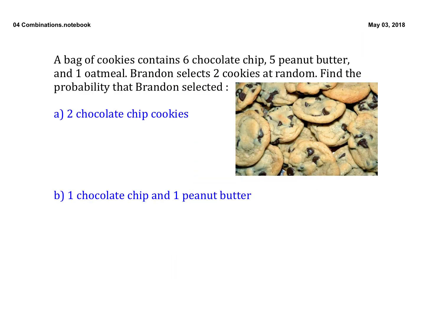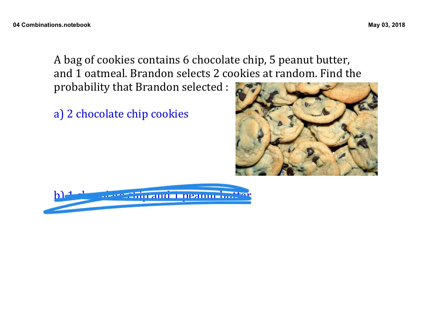Okay. The next one. A bag of cookies contains 6 chocolate chip, 5 peanut butter, and 1 oatmeal. Brandon selects 2 cookies at random. Find the probability. Remember that CC over C thing? Probability that Brandon selected 2 chocolate chip cookies. Don't even do this part yet. Just focus on that part of the question. What's the probability he got 2 chocolate chips? Remember, CC over C. And sometimes there's 3 C's on top. See if you can set up the CC over C.